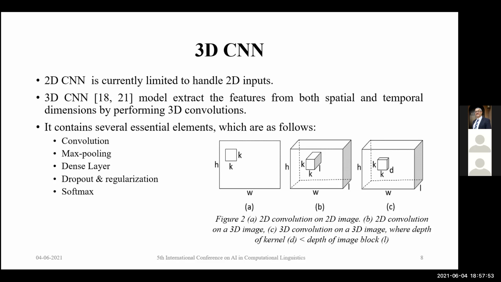So the dense layer is at the last side where we actually do the classification part. I mean, that's exactly the classification side of this convolutional neural network. Dropout and regularization are the additional things which are done here. Dropout.